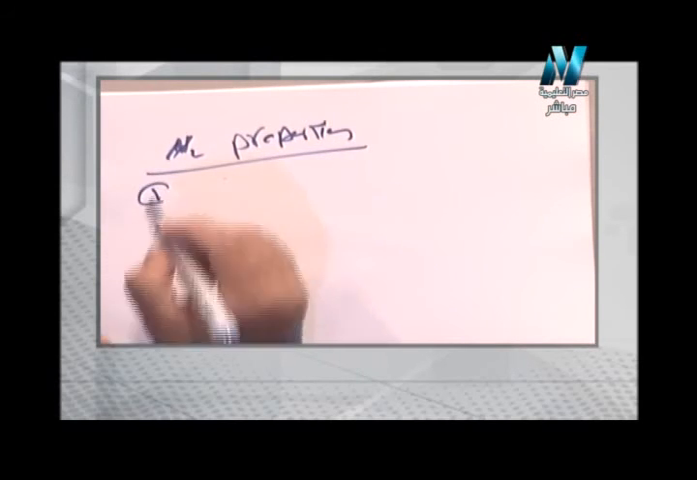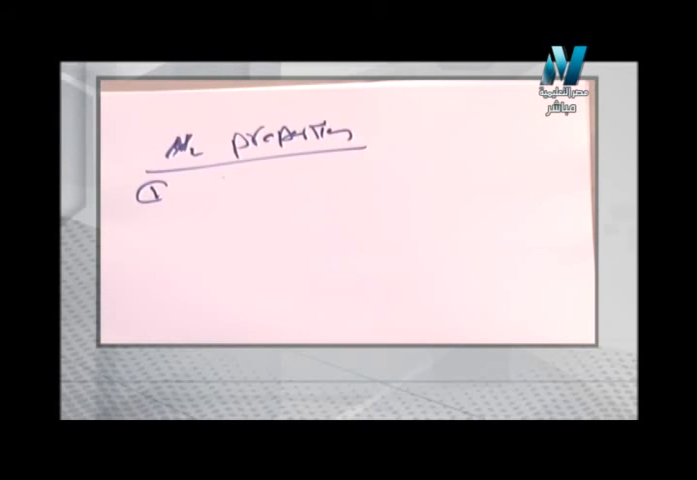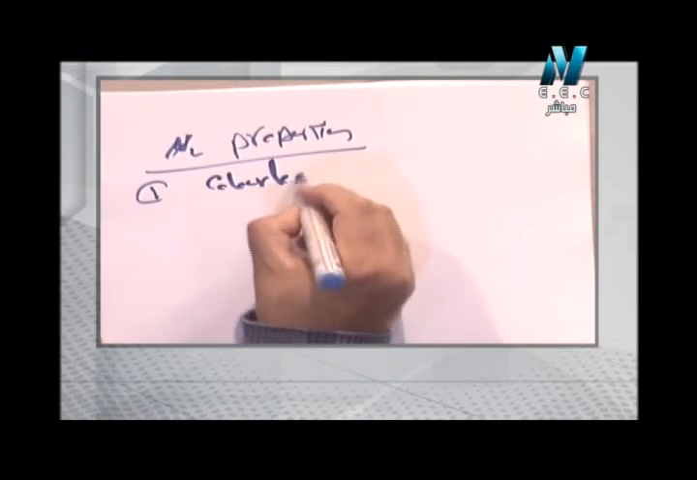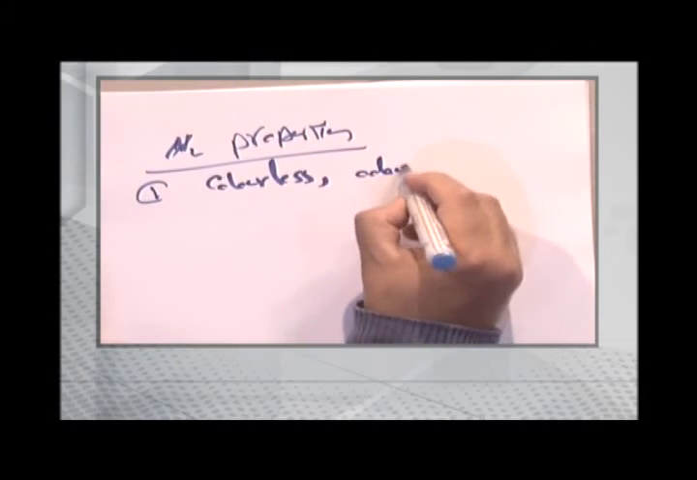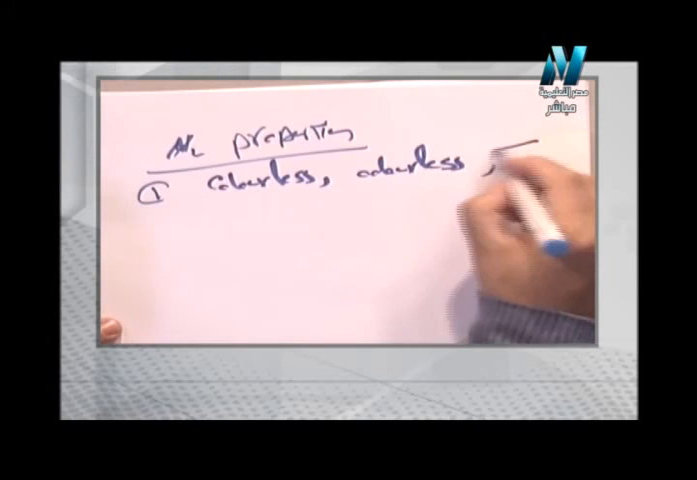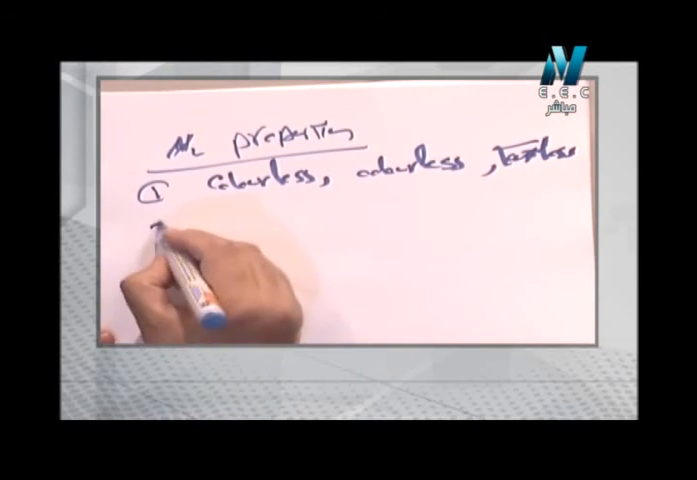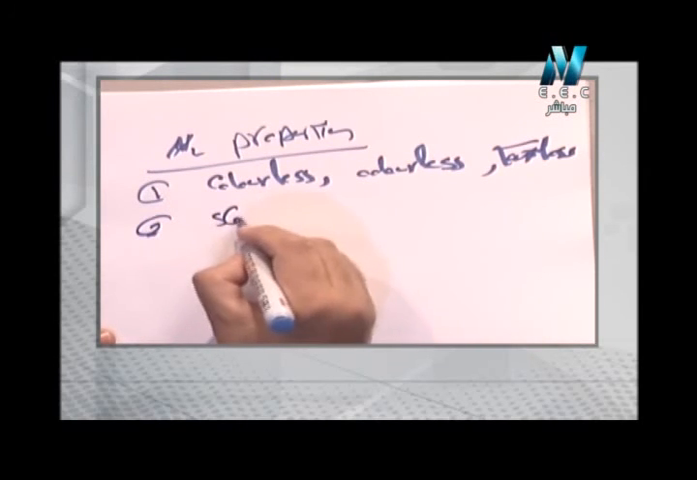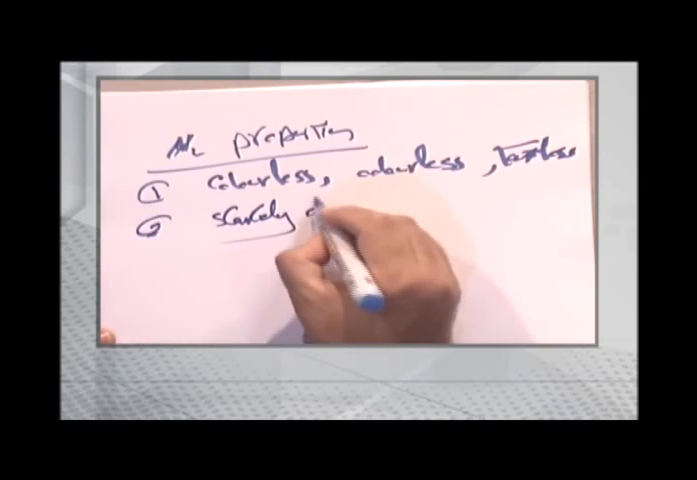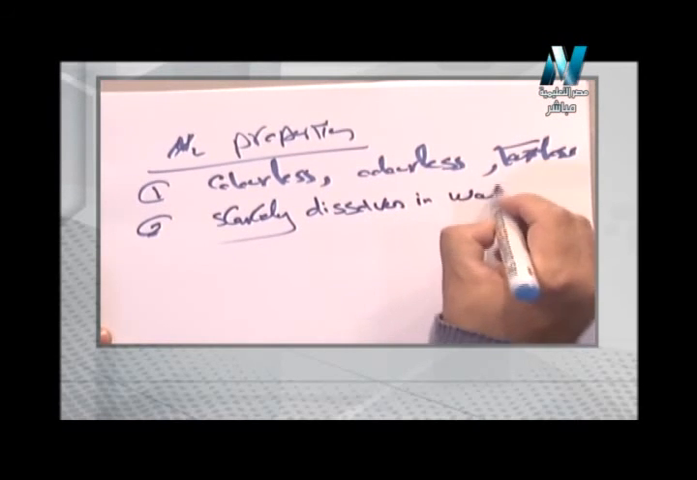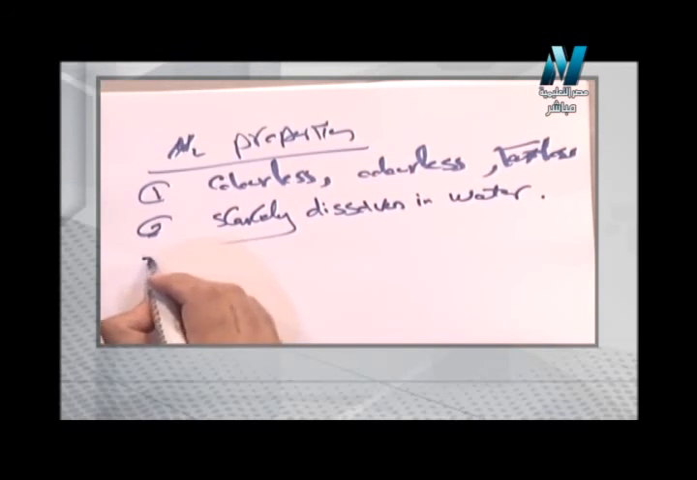Number one, nitrogen gas is colorless, odorless, and also tasteless. That's the first property. Number two, nitrogen is scarcely dissolved in water, like the oxygen gas, scarcely dissolves in water. It doesn't like water at all, exactly like oxygen gas.